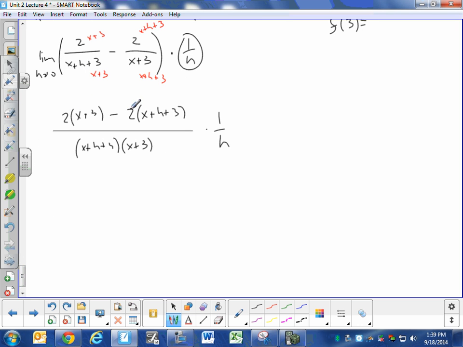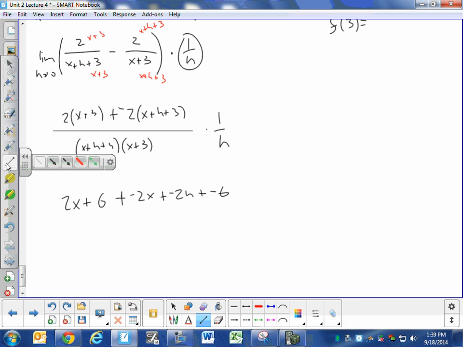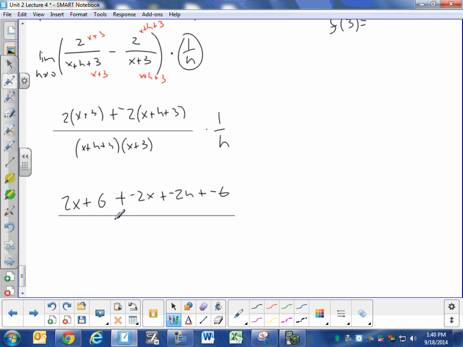Let's simplify. Let's distribute. I get 2x plus 6 minus, now I'm going to distribute this negative just so I can do it all at once. Negative 2x plus negative 2h plus negative 6. All over my common denominator, x plus h plus 3 times x plus 3. All times 1 over h.